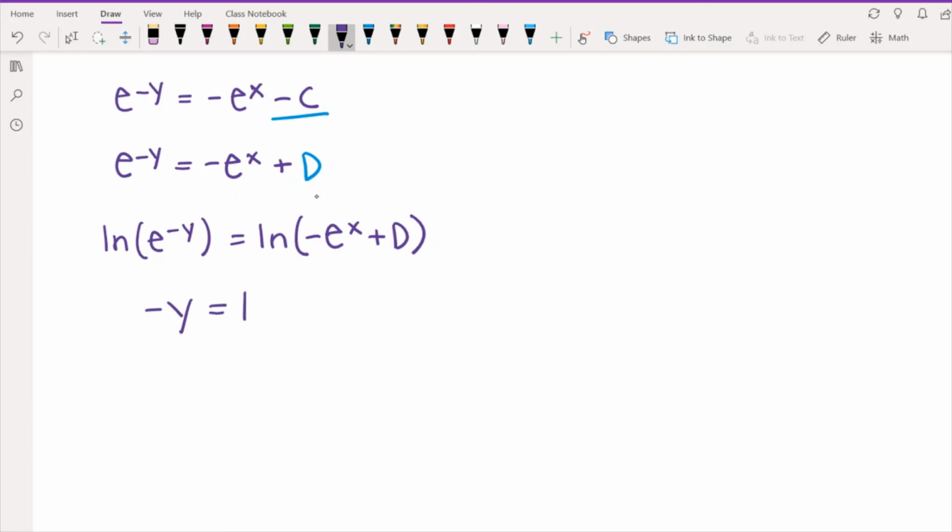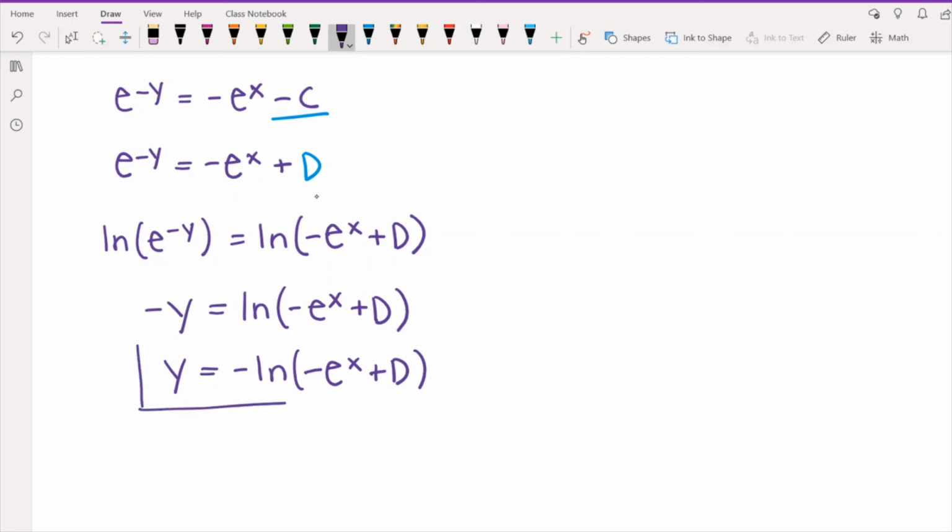The right-hand side, however, we cannot simplify. It looks like there should be something that can be simplified, but the problem is that logarithms cannot be broken up over addition, only over multiplication or division. So there's no way to separate out that constant, and without separating out the constant, there's no way to simplify the e to the x part. So we have to just leave that as it is. Finally, we want to solve for y, so let's multiply both sides again by -1. So we get y is equal to negative ln of negative e to the x plus d. And so this is our general solution.